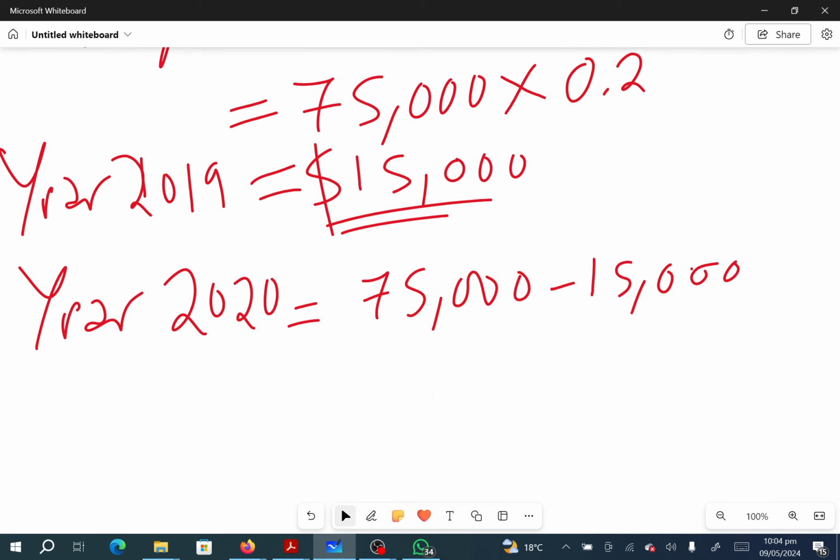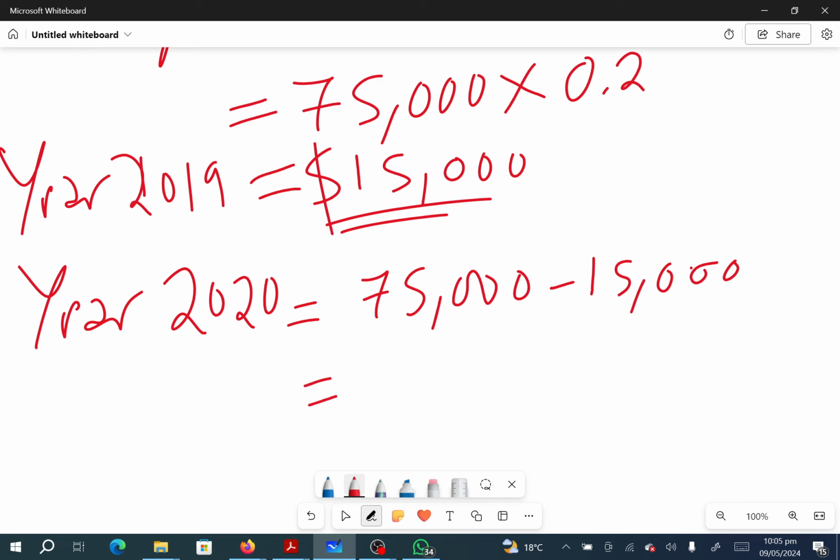So the book value now becomes 75 minus 15. So this is where the reducing balance comes in. 75 minus 15, we are getting 60,000, isn't it? So we are getting 60,000.